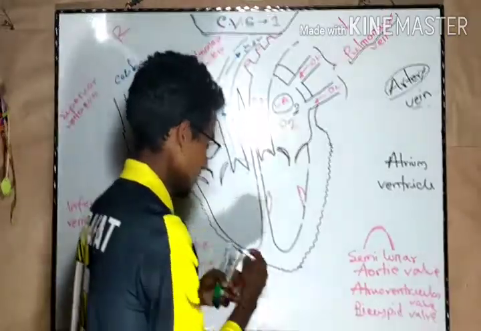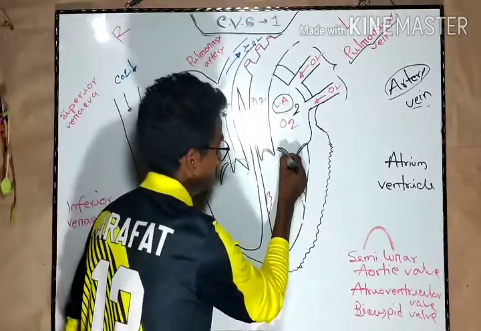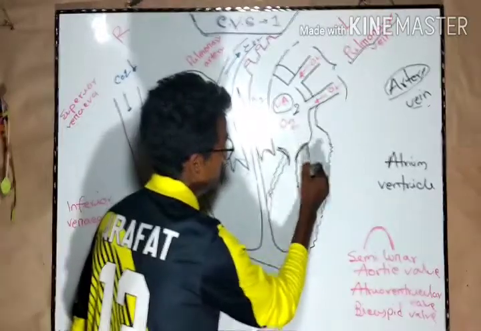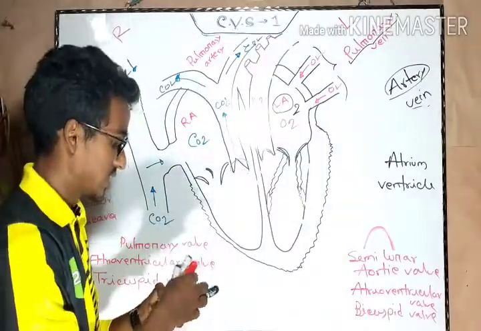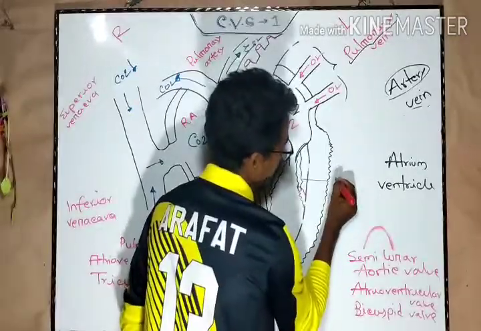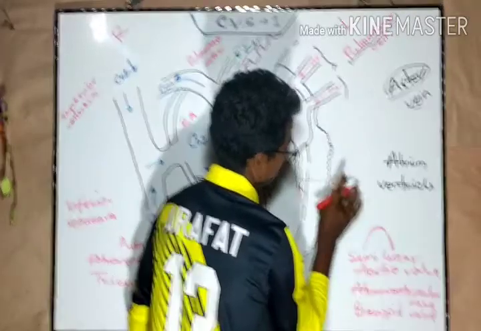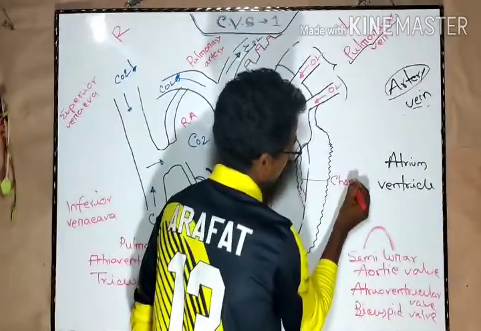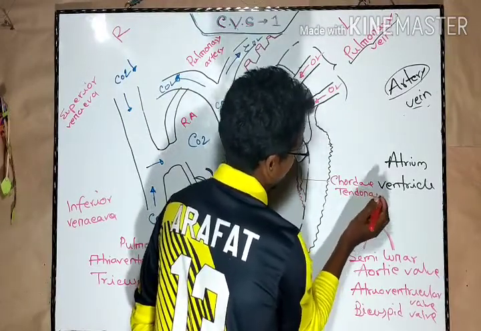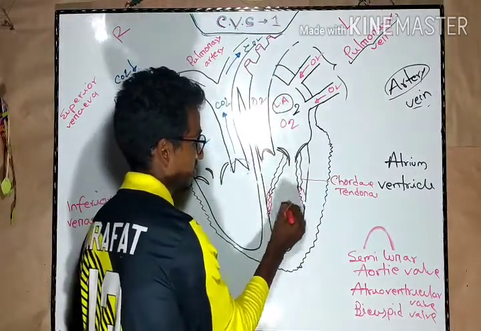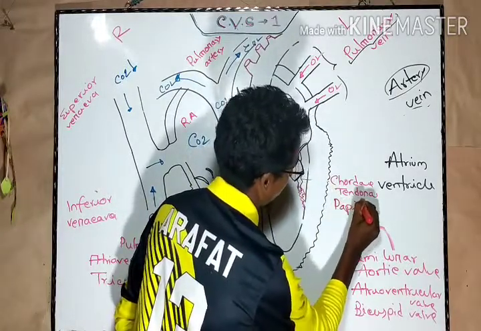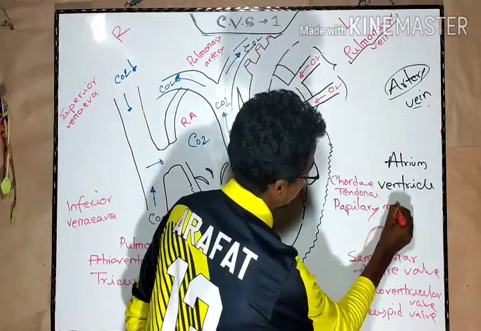This is connected with these muscles, and this is connected with these muscles. Look at that. These are called the tendonic cords, or chordae tendineae, and these are the papillary muscles.